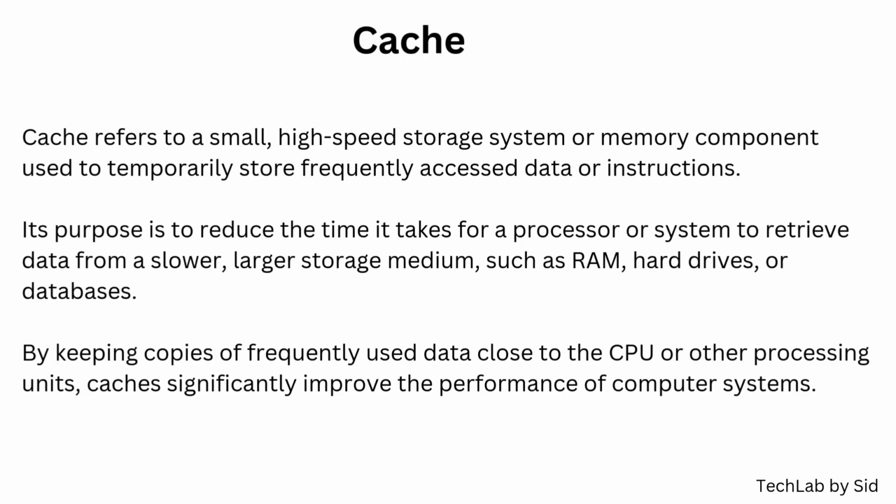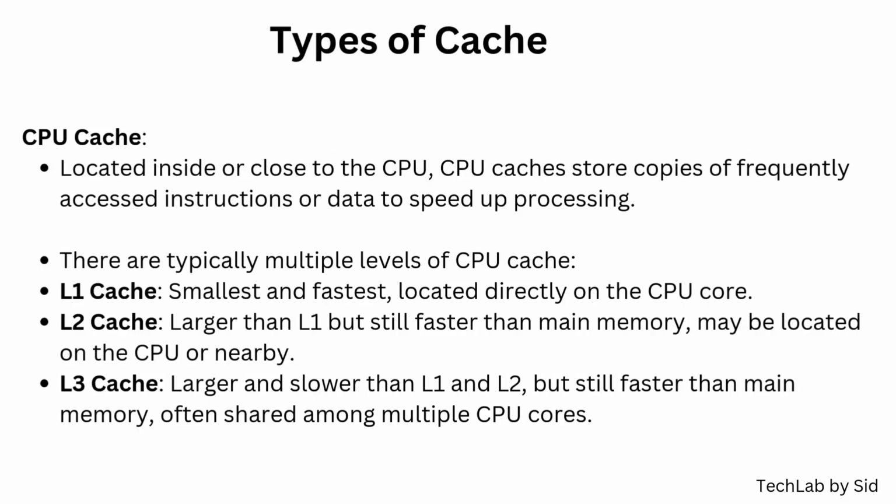What is cache? Cache refers to a small, high-speed storage system or memory component used to temporarily store frequently accessed data or instructions. Its purpose is to reduce the time it takes for a processor or system to retrieve data from a slower, larger storage medium, such as RAM, hard drives, or databases. By keeping copies of frequently used data close to the CPU or other processing units, caches significantly improve the performance of computer systems. Types of cache.